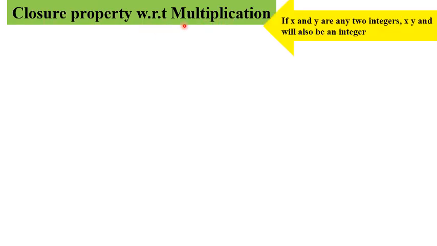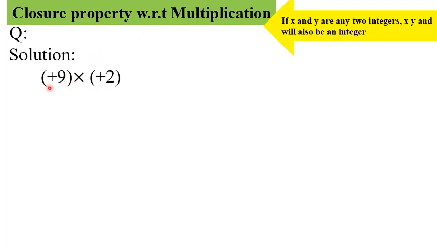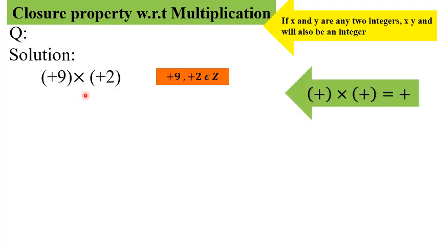Next, we are going to prove closure property with respect to multiplication with the help of examples. Here we will prove that if x and y are any two integers, then their product, that is xy, will also be an integer. So take an example of two integers, plus 9 and plus 2. Yes, they are integers. Now we have to multiply both of these two. Both of these two have plus sign.